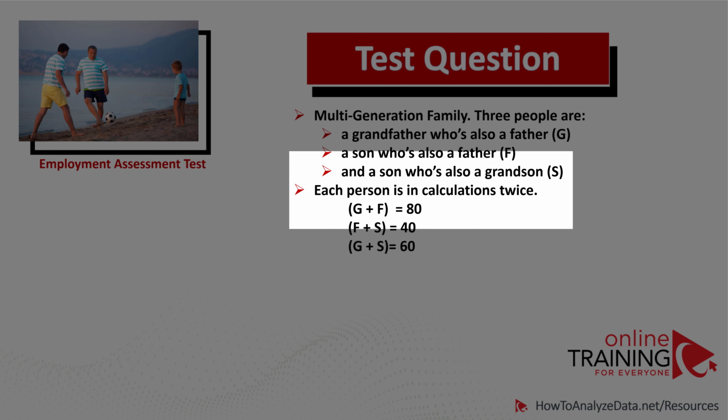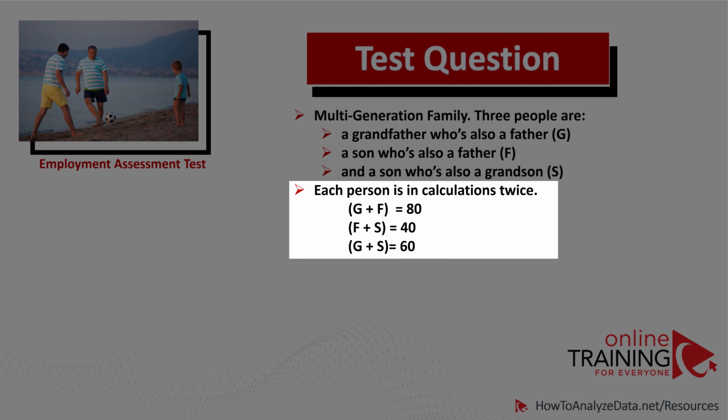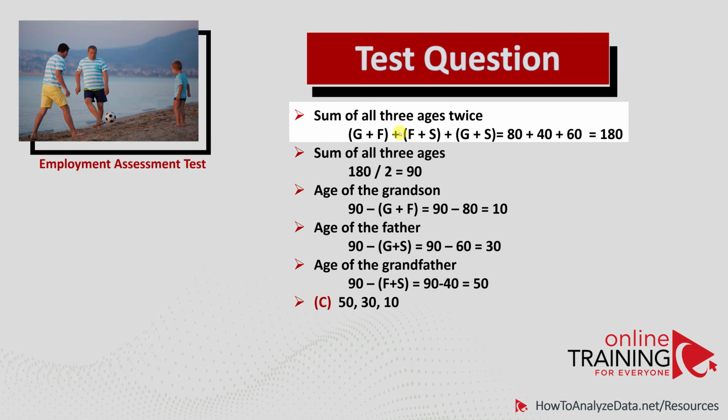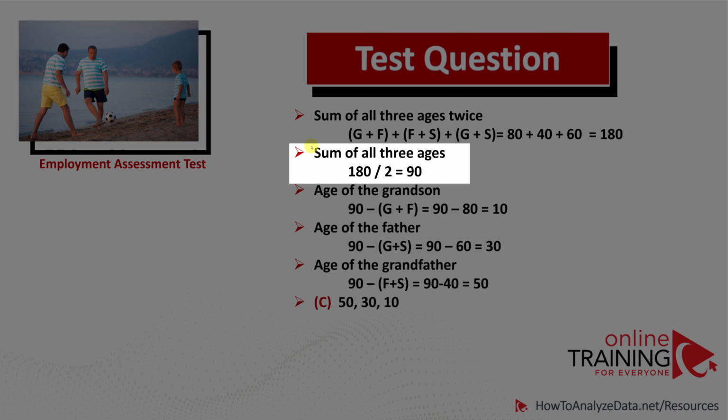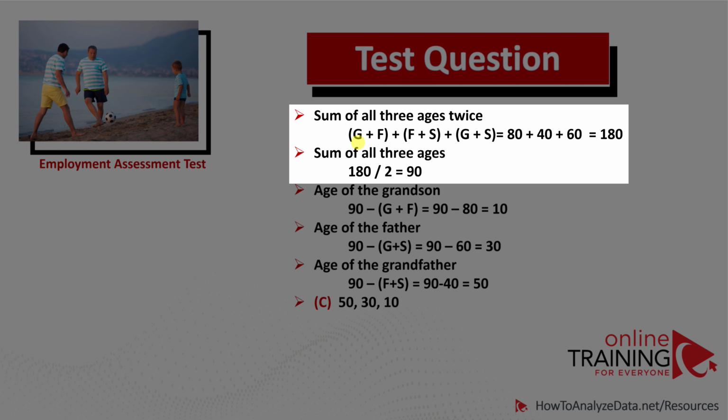Another key consideration here is that each person is in the calculations twice, which means if we add up pairs of values, we will get twice the sum of the ages of all people. To calculate the sum of all ages twice, we add all three pairs, which is 80 plus 40 plus 60, and we get the value of 180. To get the actual sum, we need to divide 180 by 2, and the calculated value is 90, which means that the sum of grandfather plus father plus grandson ages is 90.